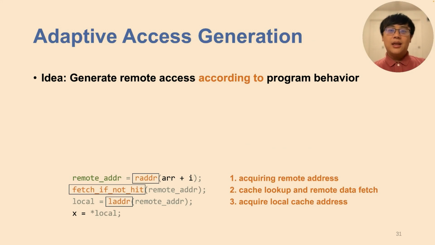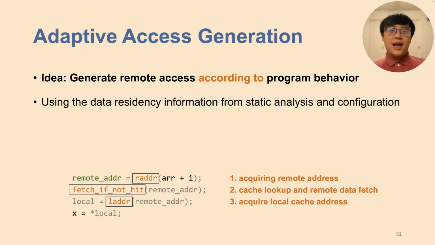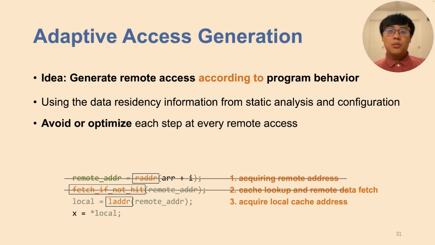Our idea is to generate file memory access automatically and adaptively according to the access logic, leveraging our static analysis. Mira could utilize the program residency info from the static analysis and cache configuration when possible to try to avoid or optimize those remote memory dereferencing steps at every remote access. Let's see how this works with 2 examples.